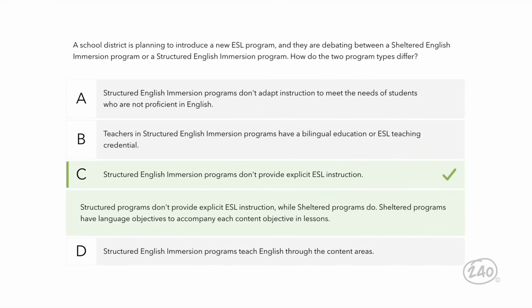Structured programs don't provide explicit ESL instruction, while sheltered programs do. Sheltered programs have language objectives to accompany each content objective in lessons. The other choices are true about both structured and sheltered programs. Now that's just a small sampling of practice questions to give you an idea about how these concepts are assessed on the test. Congratulations on finishing the questions.